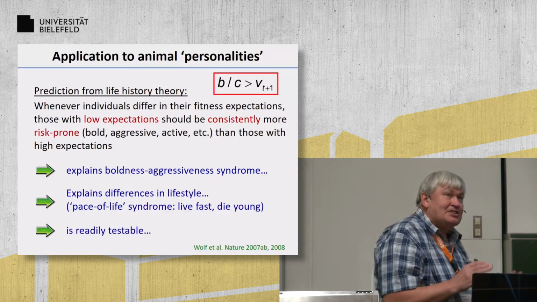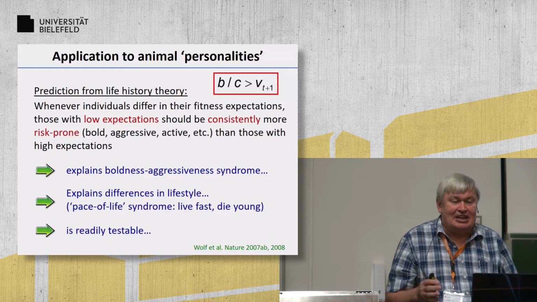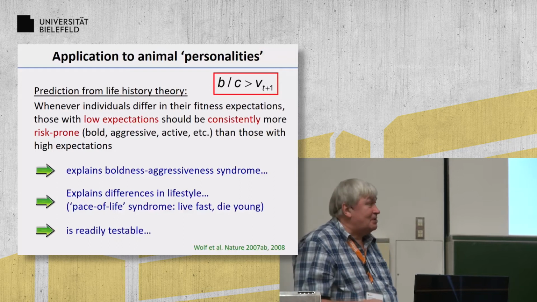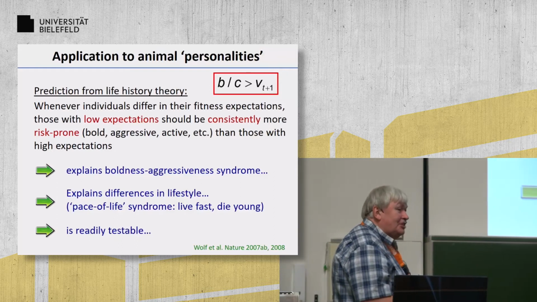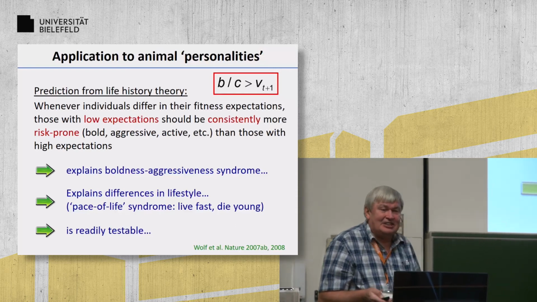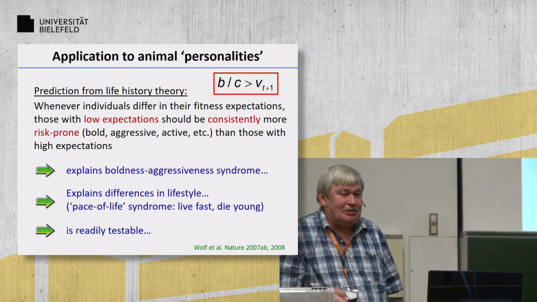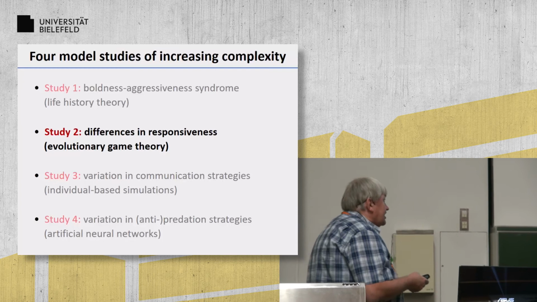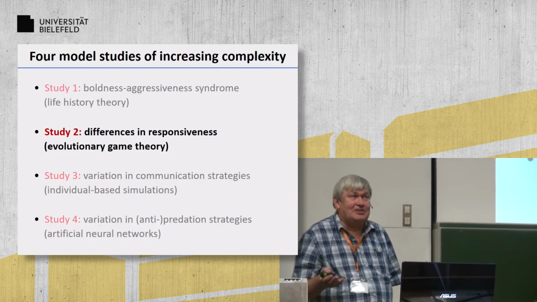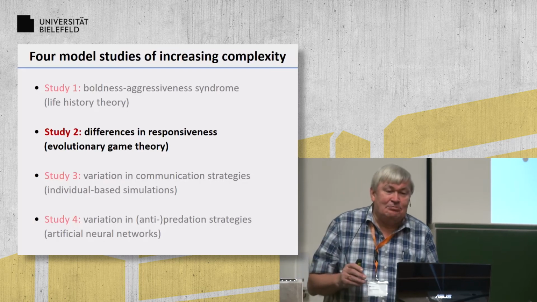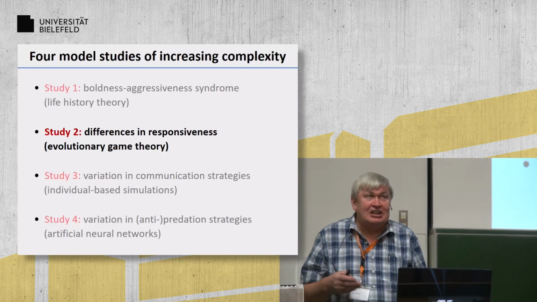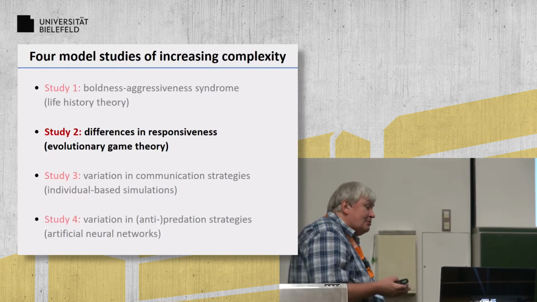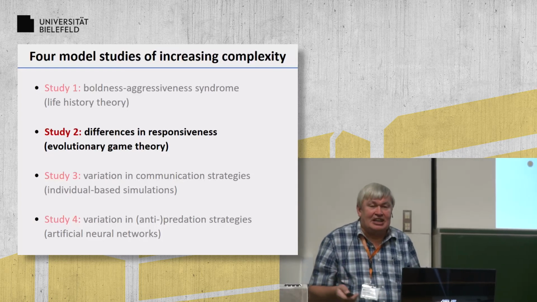So that was more or less part one. Part one said, okay, this is how you can explain one kind of covariation across contexts by making use of one general, well-established old theory, which is quite nice. Now, in my second study, I come to a very different kind of life history consideration, namely differences in responsiveness to environmental conditions. For this, I will use principles of evolutionary game theory to explain the variation that we see in natural populations.